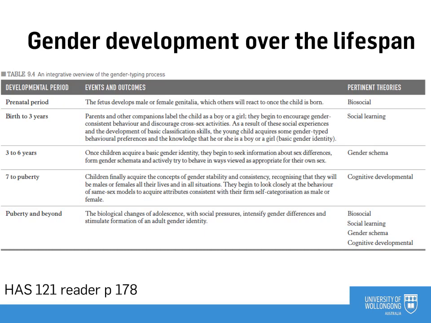applies to the prenatal period, when people learn that the child about to be born is male or female, and people already start to gear up their expectations of the child. And then from birth to 3 years, parents and other people are labeling the child as a boy or a girl, and they're starting to encourage gender-consistent behavior and discourage non-gender conforming behavior.